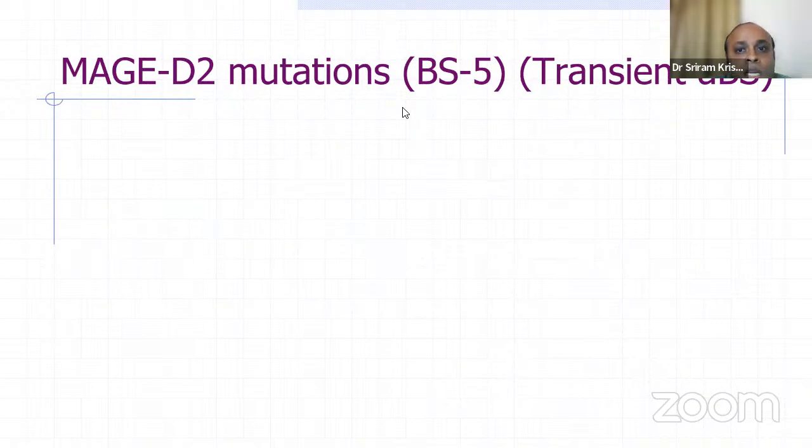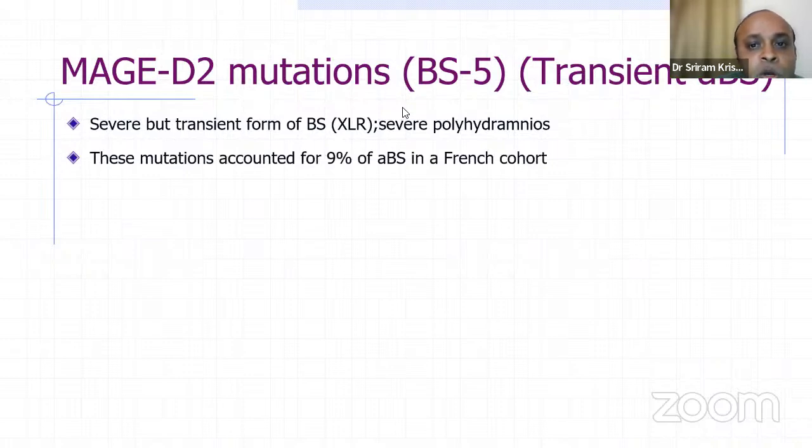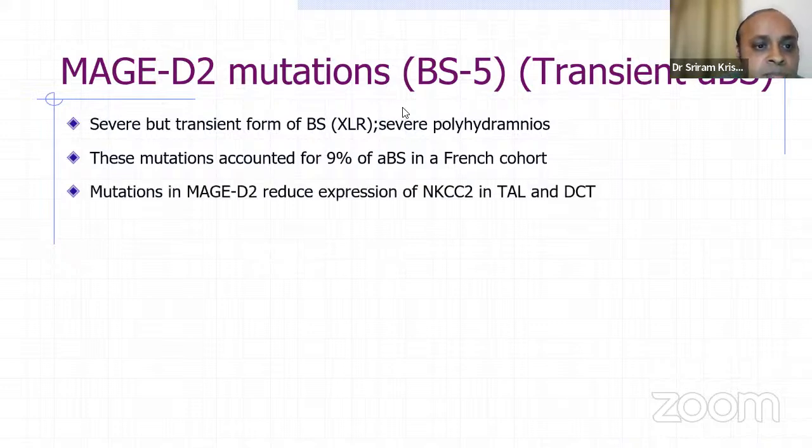One word about the MAGE-D2 mutations, the Bartter syndrome type 5. This is called the transient antenatal Bartter. It's a severe but transient antenatal form. It's X-linked recessive in nature, so it tends to affect males more. There is severe polyhydramnios, and in one particular French cohort, it accounted for 9% of all the antenatal Bartters.